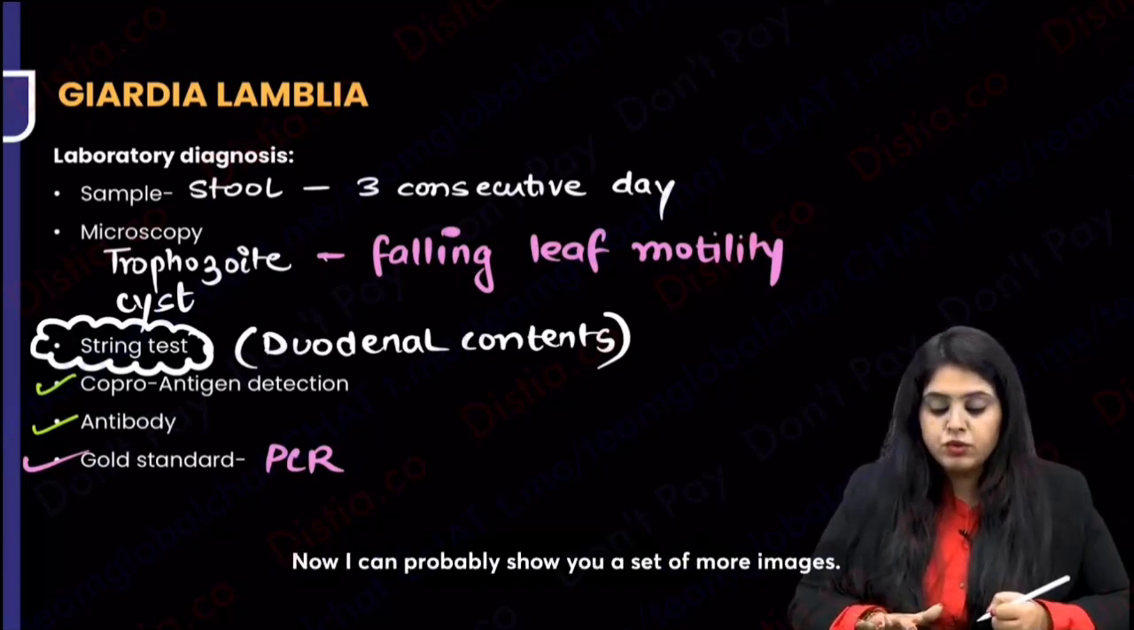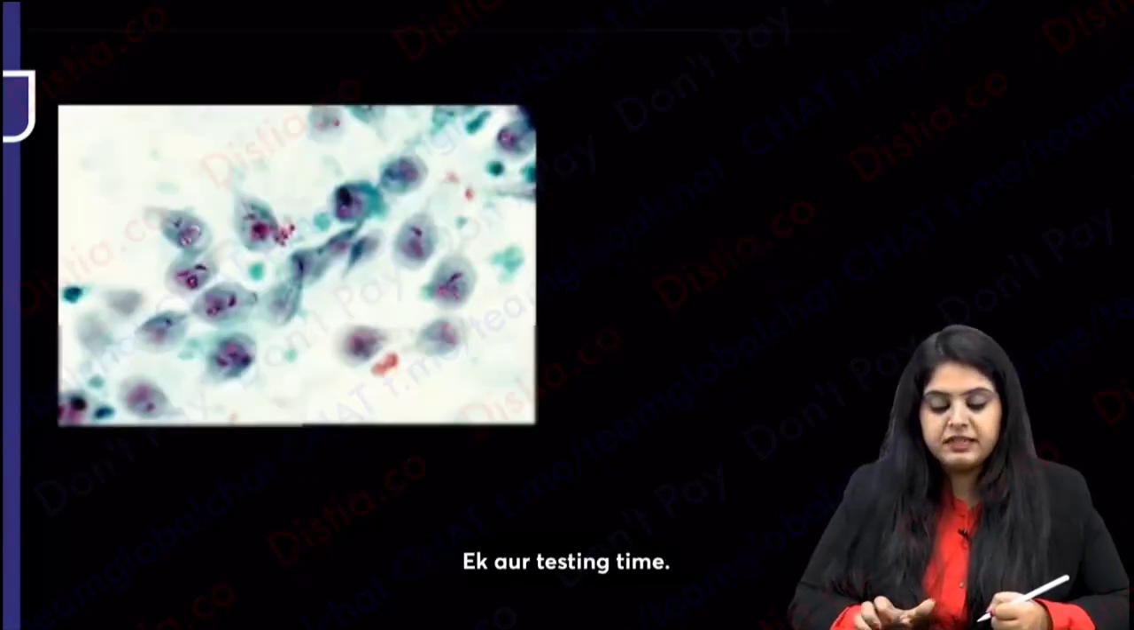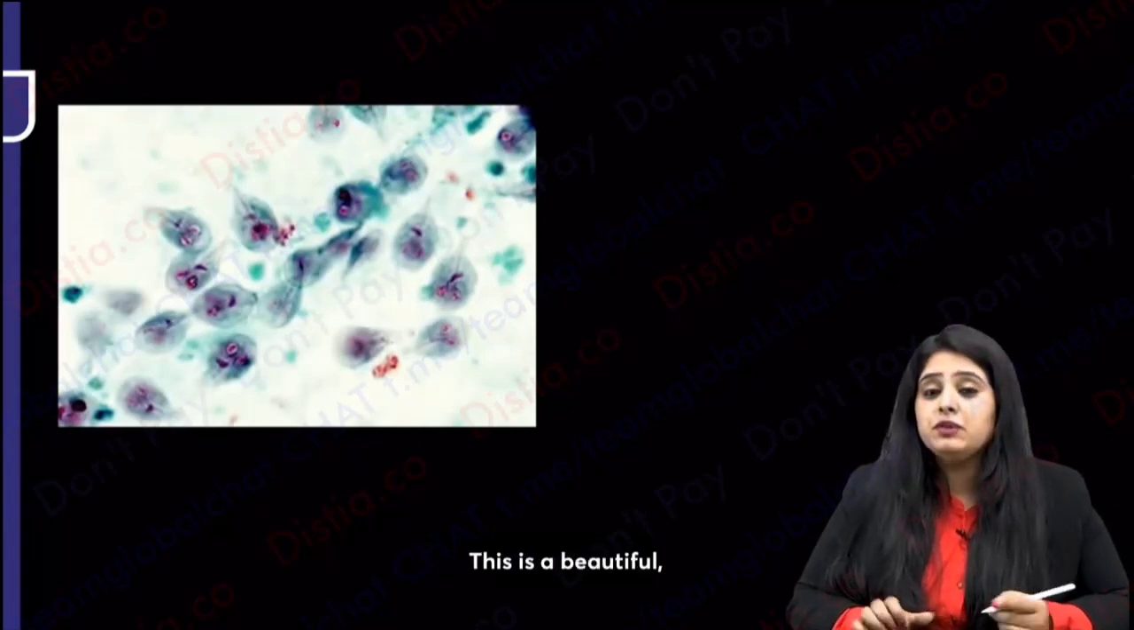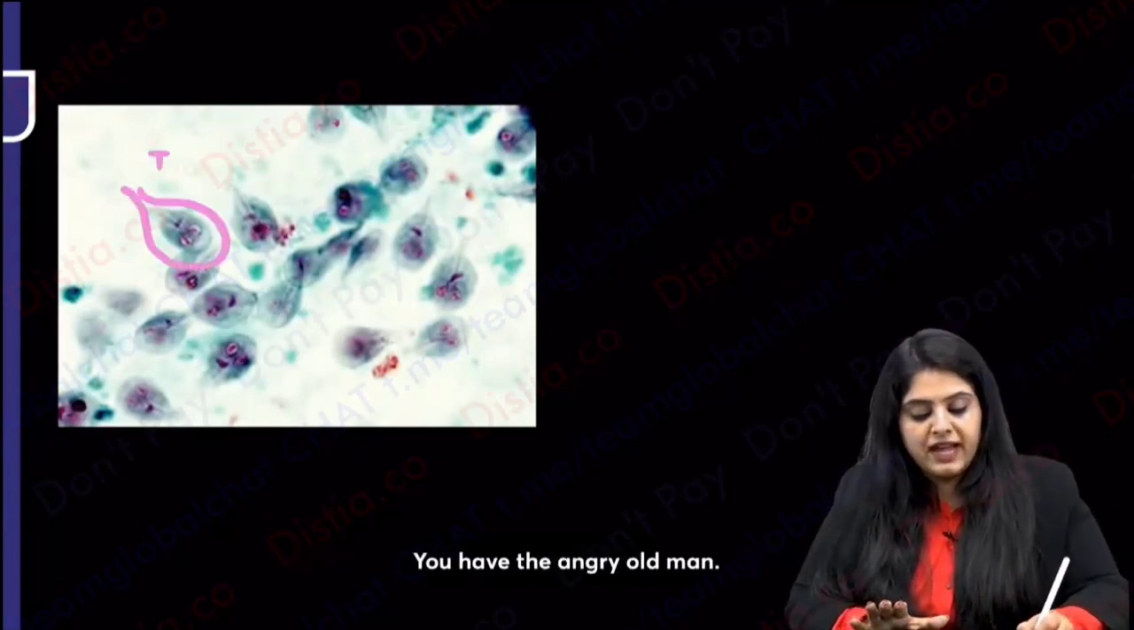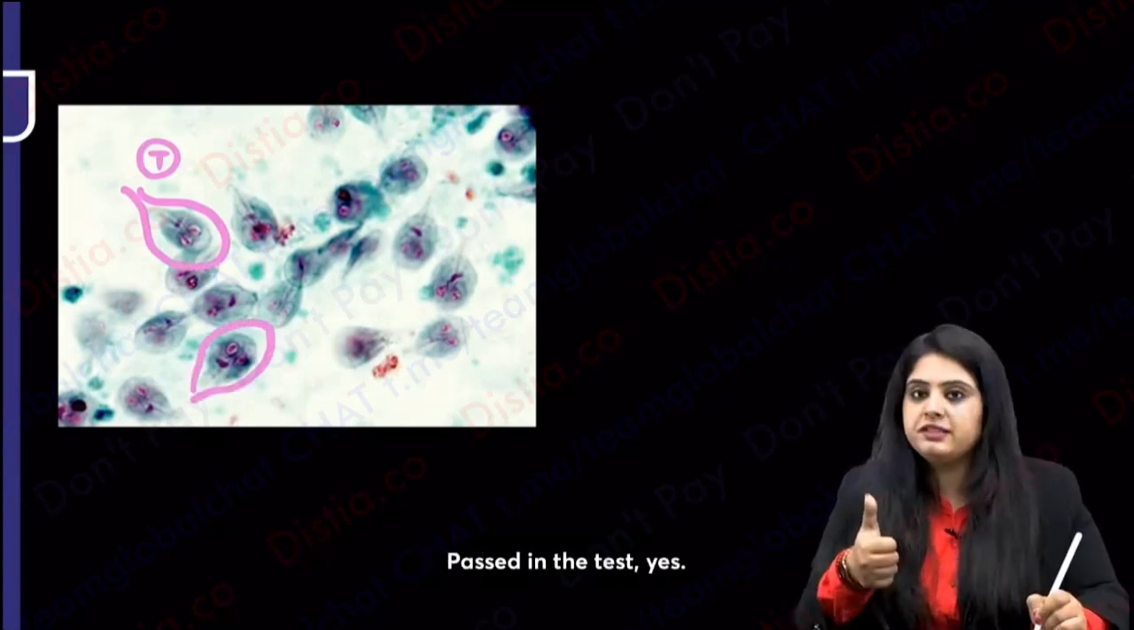Now I can probably show you a set of more images. They call it testing time. What is this? This is the most beautiful picture that I got on the internet. You can see that very well. You have the angry old man. This is the trophozoite. Passed in the test?